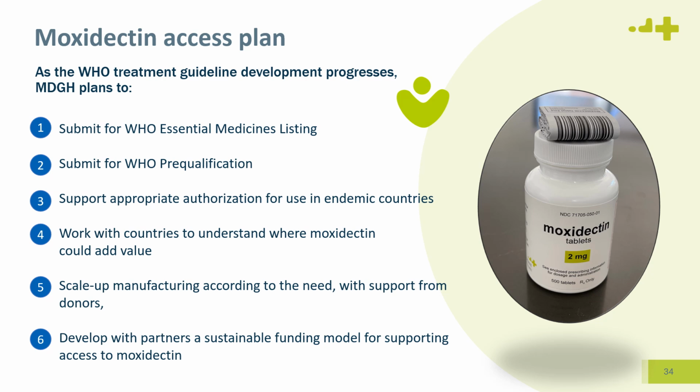We're also keen to work with countries and partners and stakeholders, along with the Mectizan donation program, to understand where Moxidectin could add value and how we should coordinate treatment. We're looking to scale up manufacturing according to the need, with support from donors. And lastly, we want to develop with partners a sustainable funding model to support access to Moxidectin for the longer term.